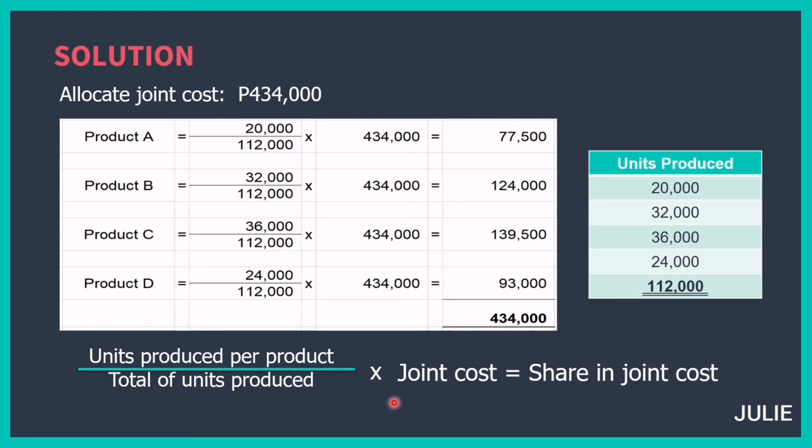In allocating, the formula that we're going to use is the formula written below, which is units produced per product divided by the total of units produced multiplied by joint cost equals share in joint cost. In computing, you can refer to this box, which is the units produced. We will now compute.